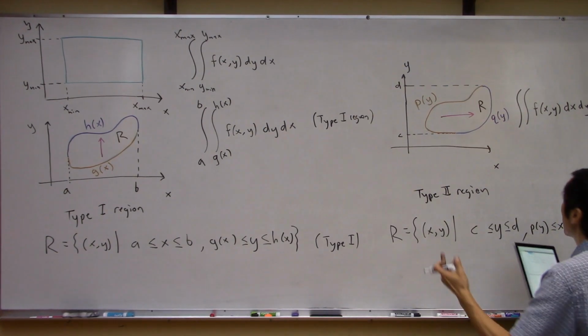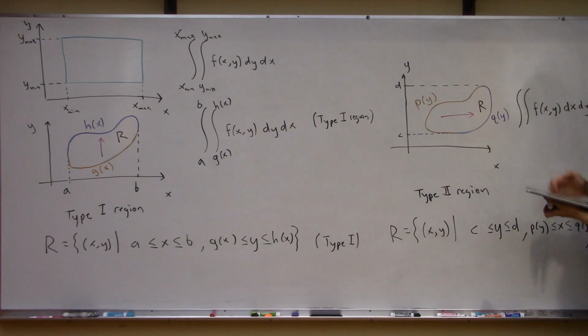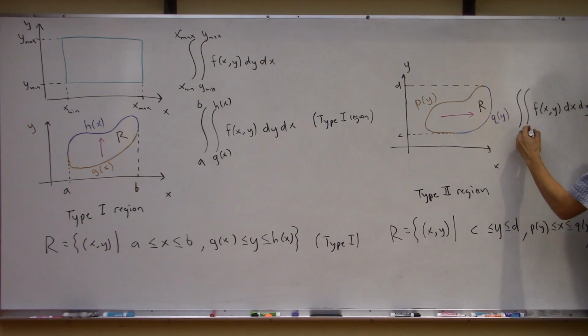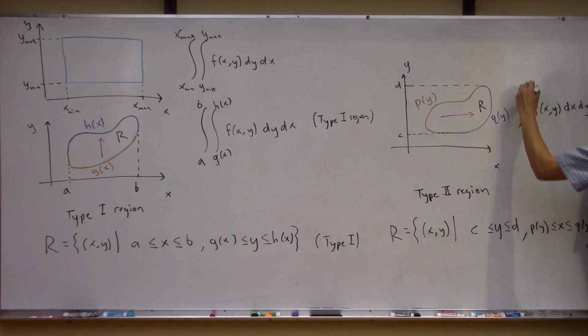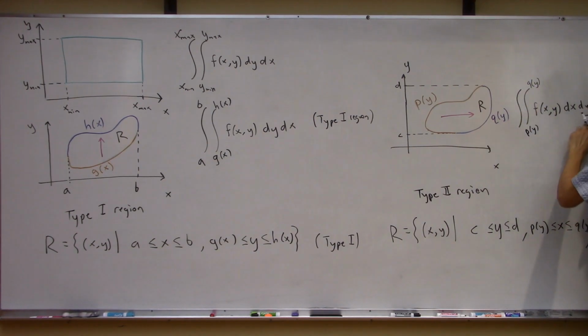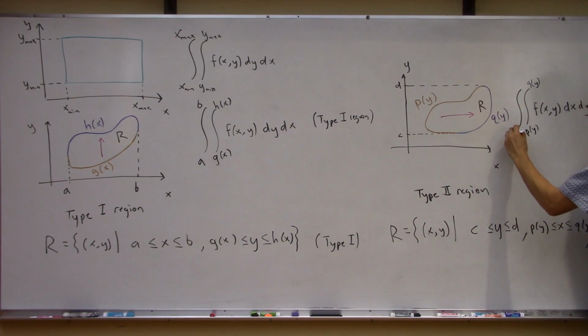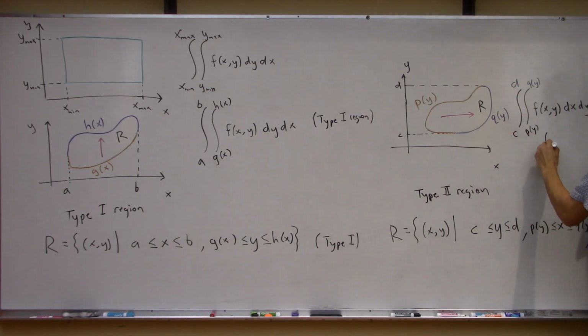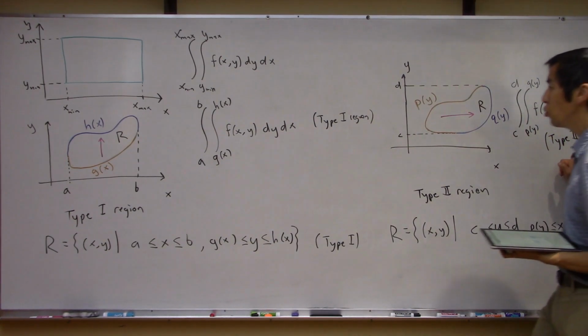In that case, this double integral is, again, the same idea. We just need to evaluate: the x values go between what? Well, the x values go between these two functions, a p of y and a q of y. And then the y values go between simply c and d. So this is a nice, easy way to evaluate type 2 regions.